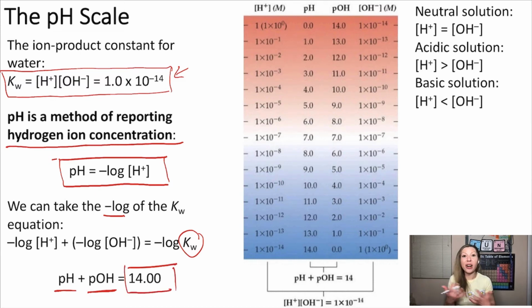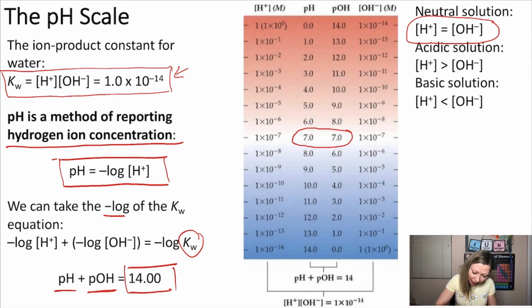So this is where the pH scale is coming from. If you add pH to pOH, you get 14. So the neutral pH, when you have the same amount of H+ and OH- ions in a solution, is going to give us a pH of 7, which also corresponds to a pOH of 7.